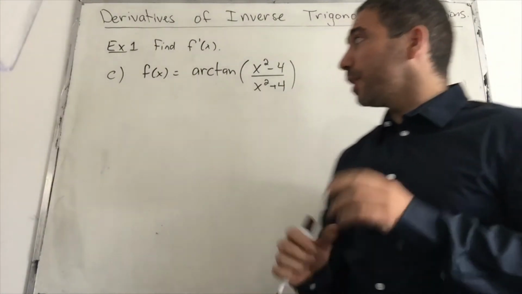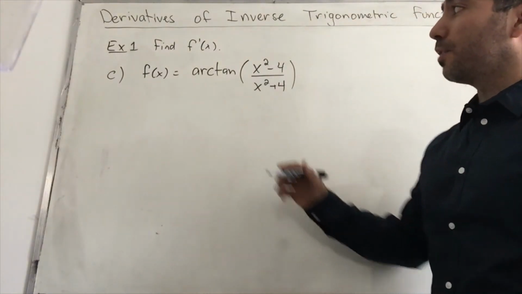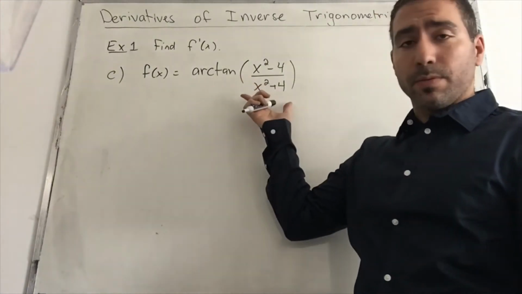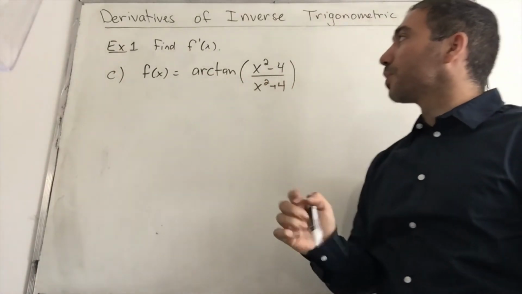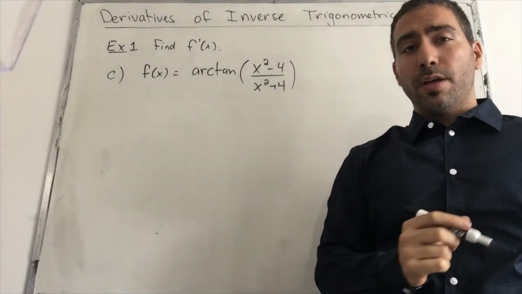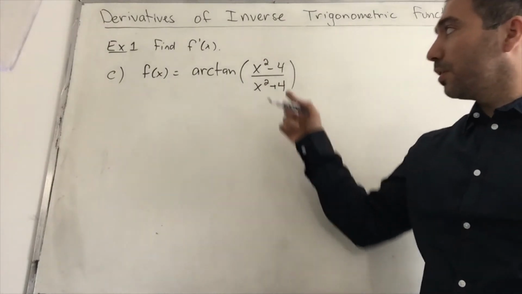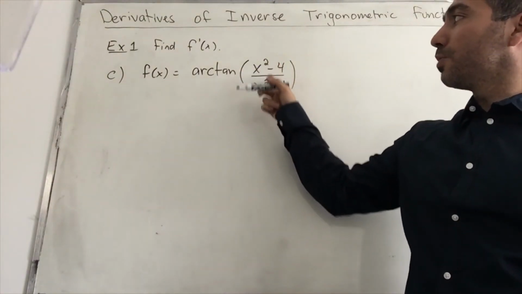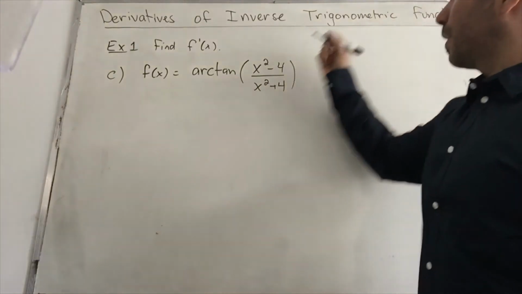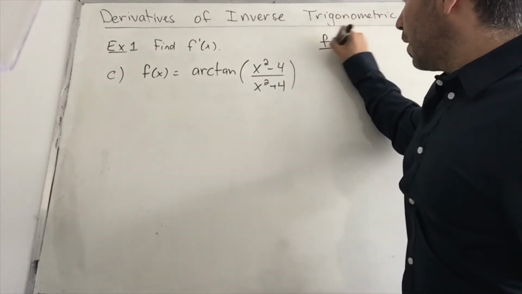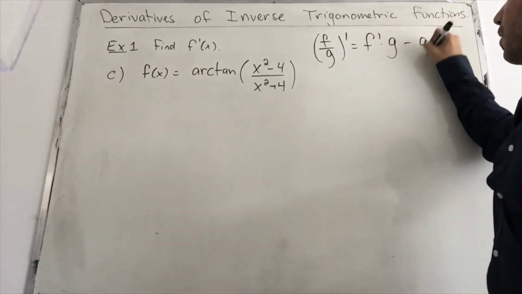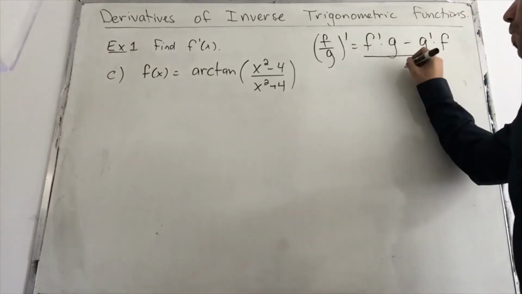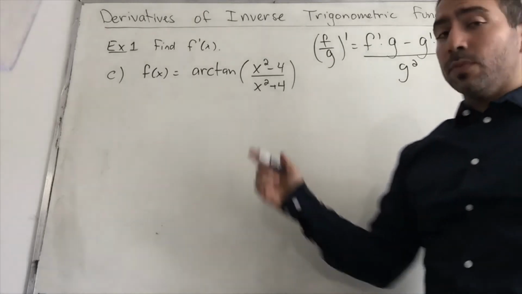What you have to catch is the fact that we're dealing with a chain rule because we have a composition of functions. We're dealing with arctan, and within the arctan we have x squared minus 4 divided by x squared plus 4. But on top of it, we're dealing with quotient rule because we have a division. So just to remind ourselves, quotient rule, f divided by g, all that prime is the derivative of the top times the bottom minus the derivative of the bottom times the top, over the bottom squared. So let's go ahead and do that.